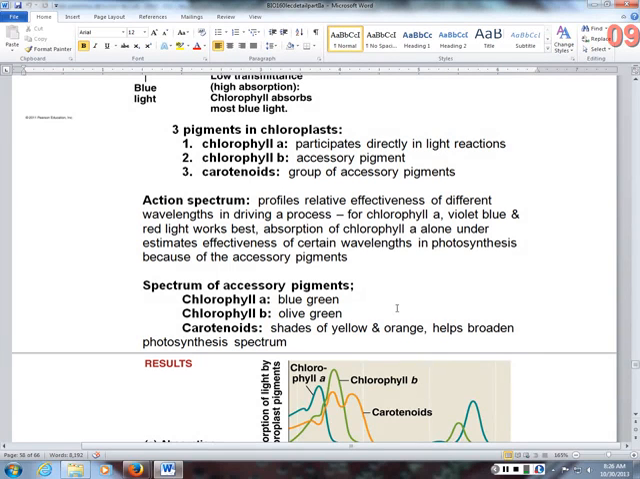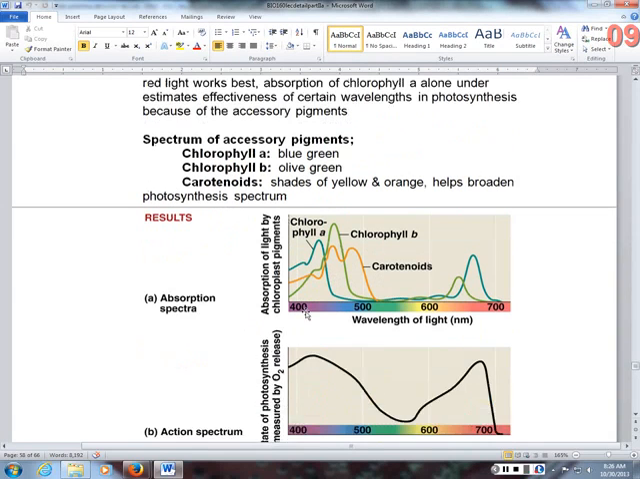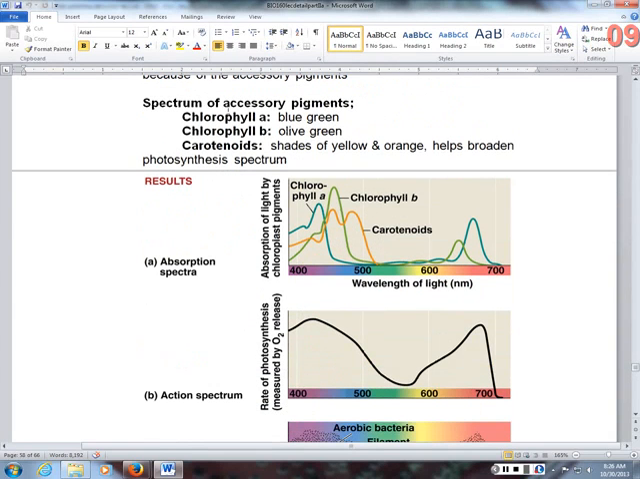So when we look at our accessory pigments in here, the chlorophyll A is kind of a blue-green color, where chlorophyll B is more of an olive green color. So you can see on here that they're going to absorb different spectrums of light. And then you've got your carotenoids that are going to be your shades of yellow and orange. They just help to broaden the photosynthetic range of things.